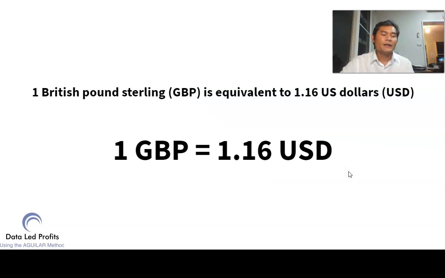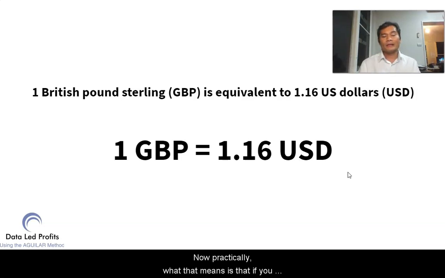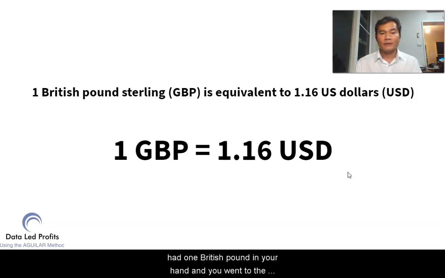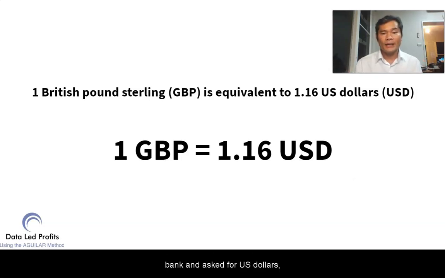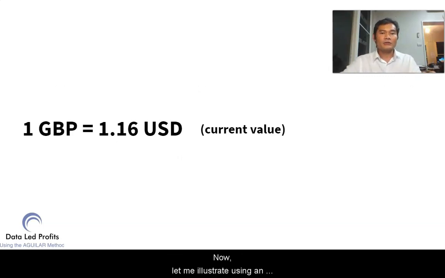Now, let's say 1 British pound sterling is equivalent to 1.16 US dollars. Another way of writing that is 1 GBP is equal to 1.16 USD. Now practically what that means is that if you had 1 British pound in your hand and you went to the bank and asked for US dollars, the bank would hand you over $1.16 US dollars. That's all that means. Now let me illustrate using an example.